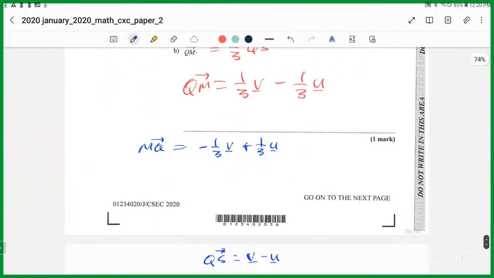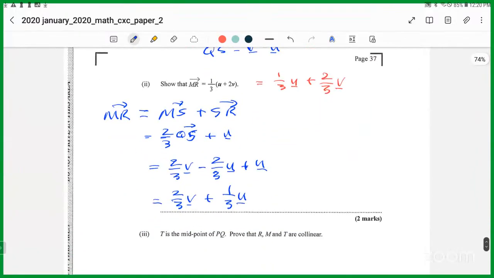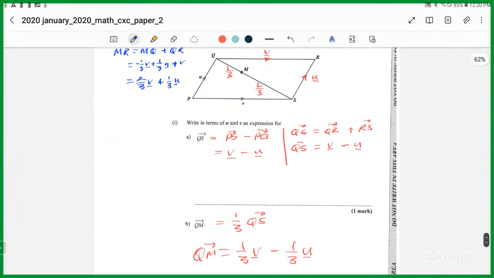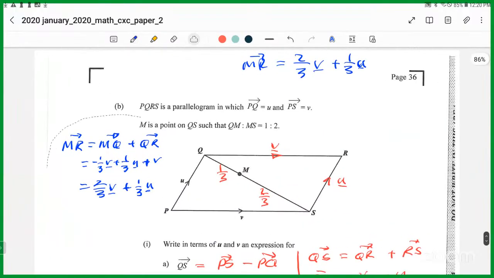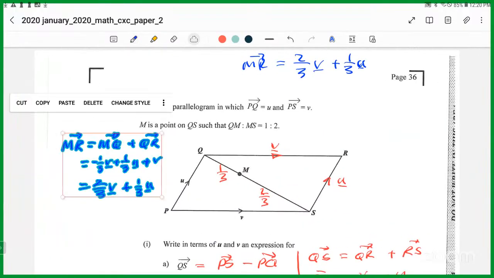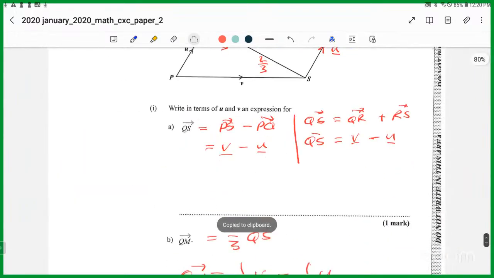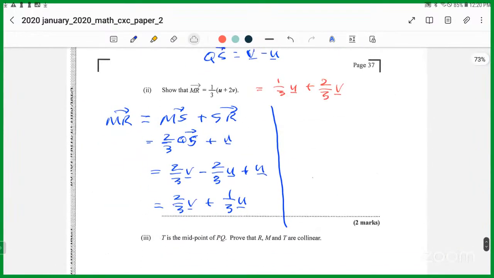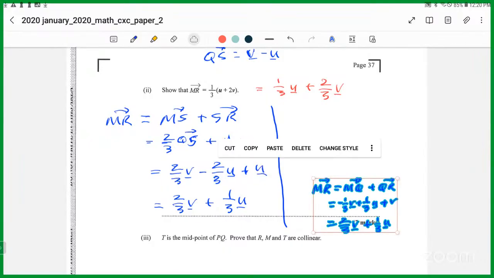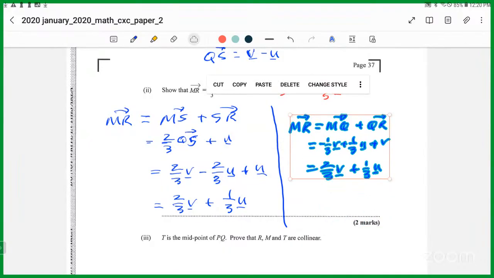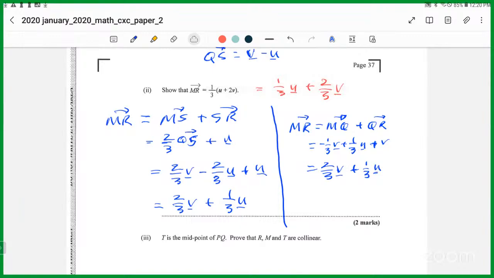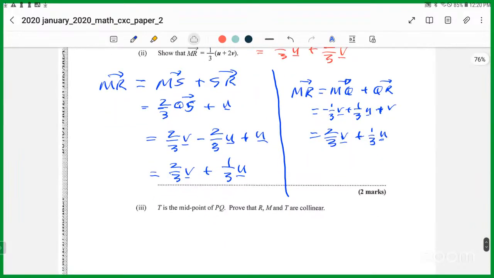Put a line here and copy that down as the other method, going in the opposite direction. We get the same answer. So let's cut this and paste it down here. There you go. Same answer. Alright, then we'll come to the sugar part now. It says T is the midpoint of PQ. Prove that R, M, T are collinear.